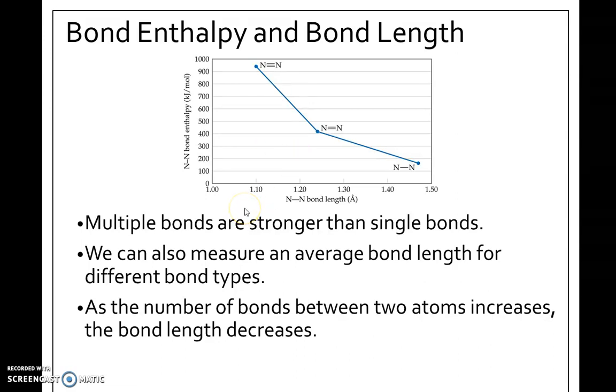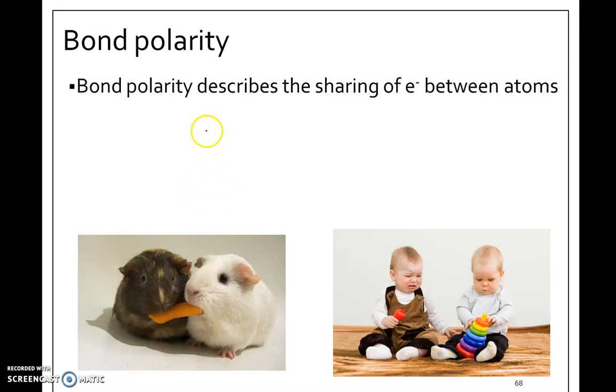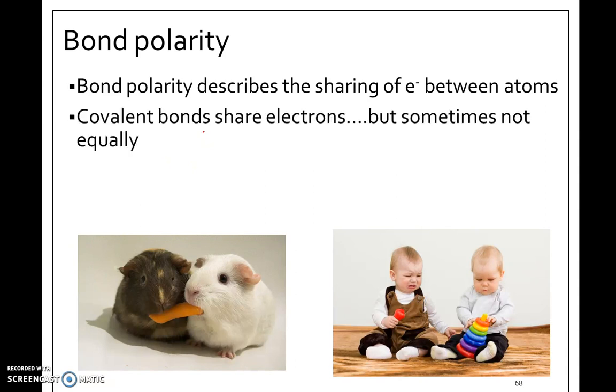Shifting gears just a bit, we can look at these bonds and describe them not only by energy and length, but by what we are going to call polarity. So, bond polarity. Now we've all been talking about covalent bonds. However, and this is kind of getting to chapter 9, when we have two atoms that are covalently bonding, they're sharing electrons, but that doesn't necessarily mean they're sharing equally.